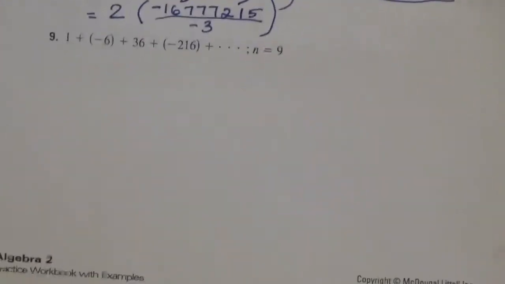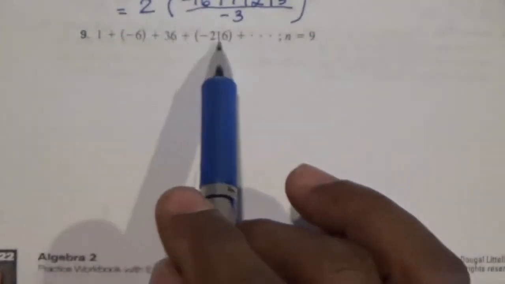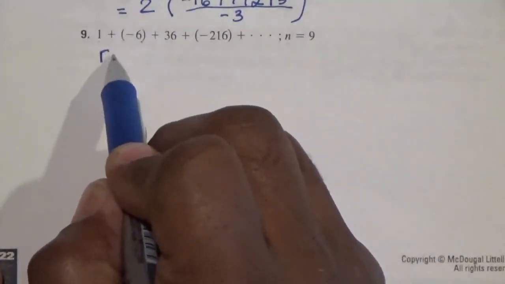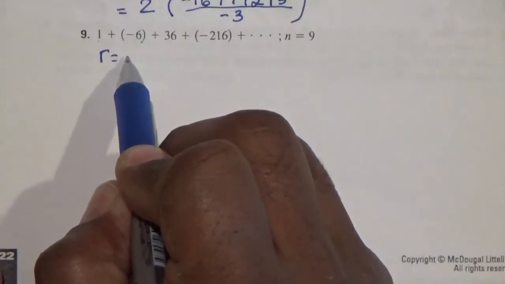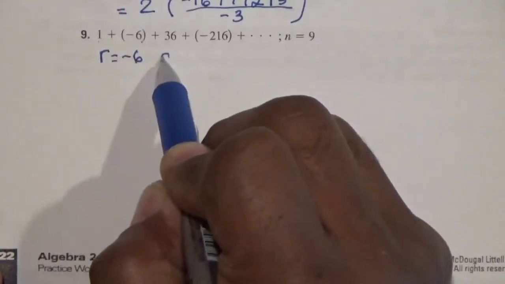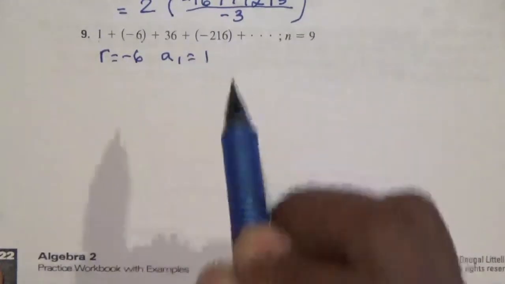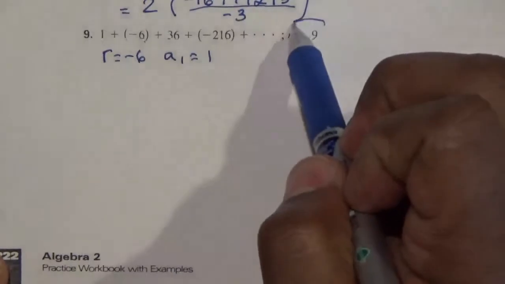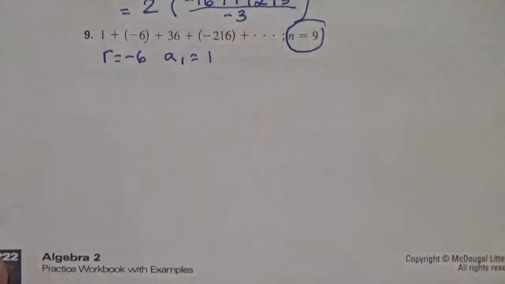And the final question, number 9. You see it's going positive, negative, negative. So we go from 1 to -6. Our r value is, what do you think? Look at the numbers: -6. A1 is 1. Hopefully it's a little easier, maybe not. They want the sum of the first 9 terms.